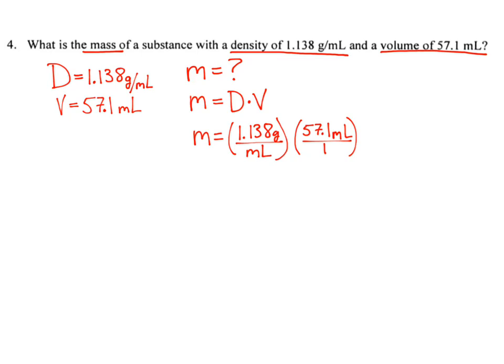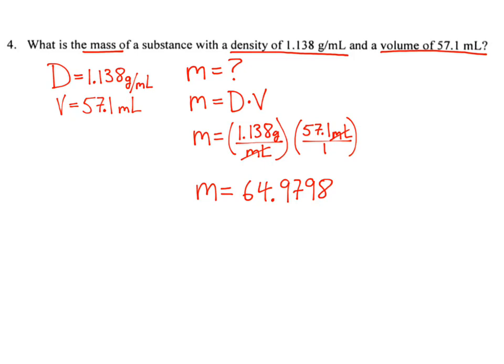And again, it's helpful to write things in fractional form. This allows us to cancel out units properly and sets us up for success when we get into our chemistry problems later on. So our milliliters will cancel out, and we get this value for mass, 64.9798. But this is a number that has too many digits in it, too many significant figures.